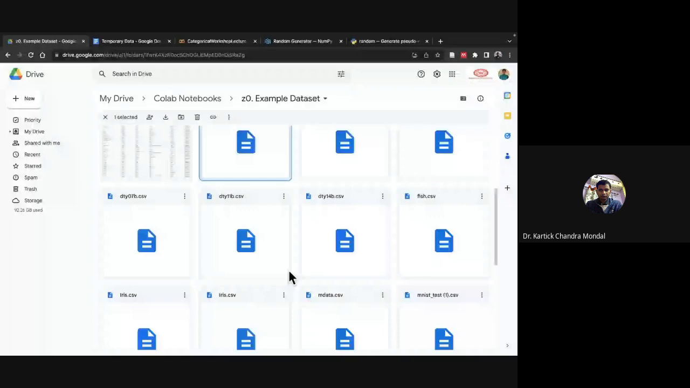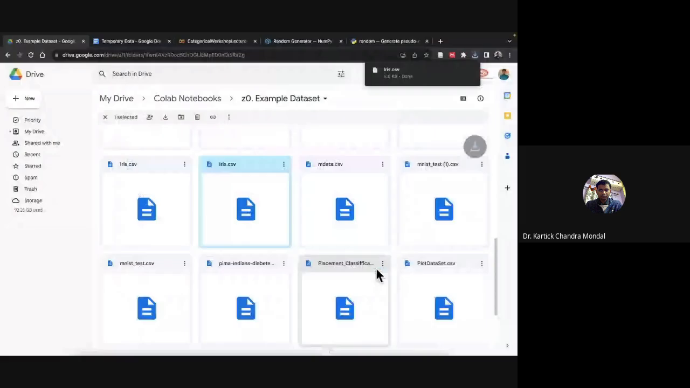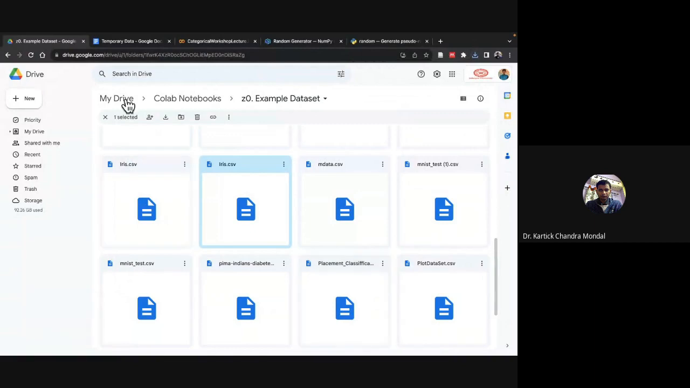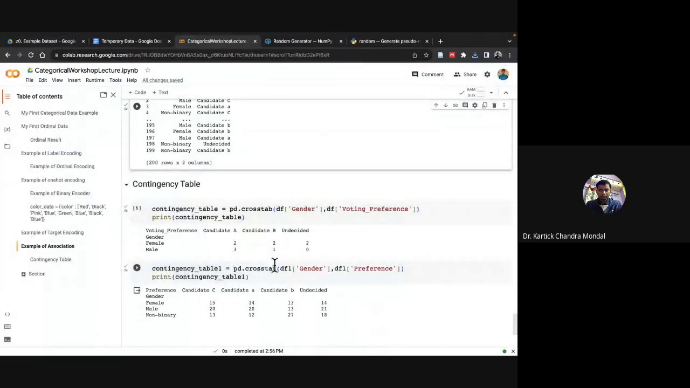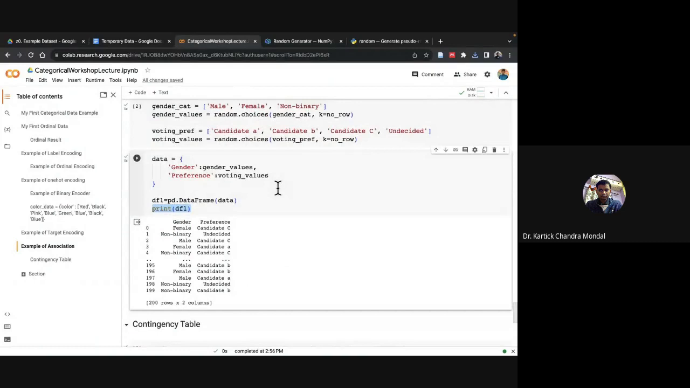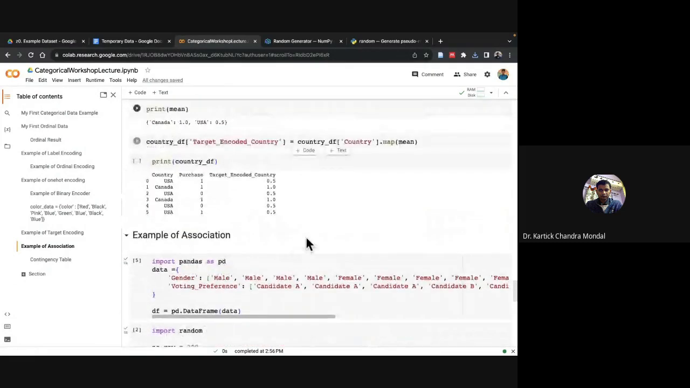Say consider this file is present in your computer. Now I say I want to load it here.